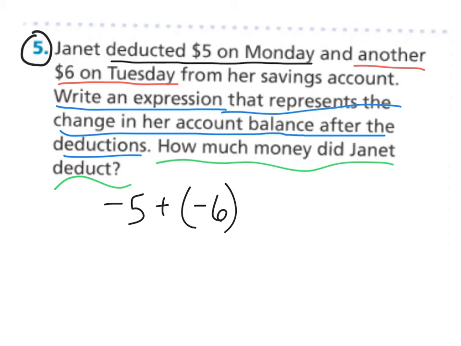negative 6. One thing when I write these problems, I like to put parentheses around the second number if it's negative, and that way the negative doesn't blend in with our plus sign accidentally. So if we work that out, negative 5 plus negative 6 is negative 11. And it would be a good idea to put the dollar sign on that as well. So negative $11. She deducted $11 altogether, then we could say.